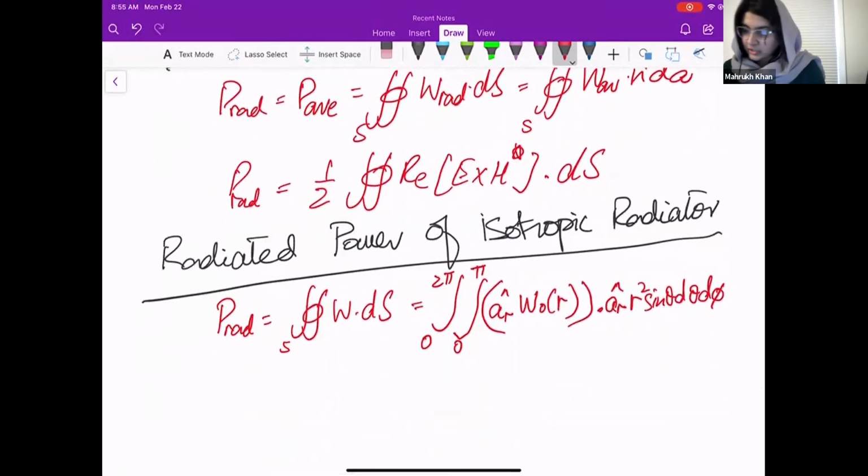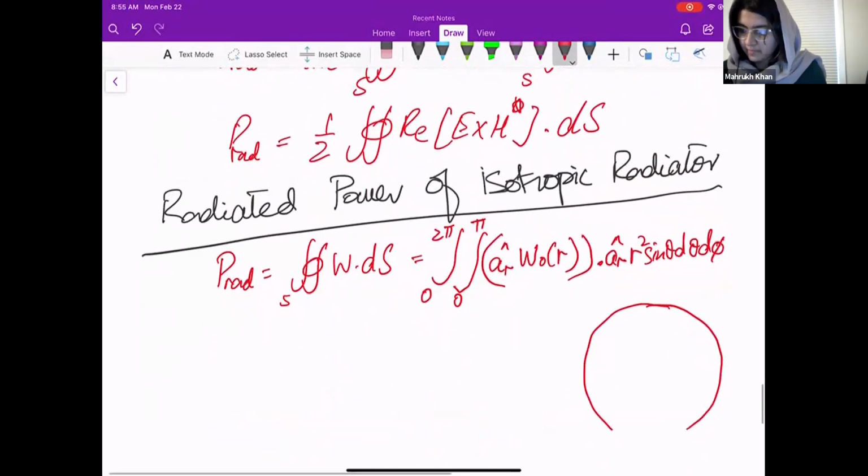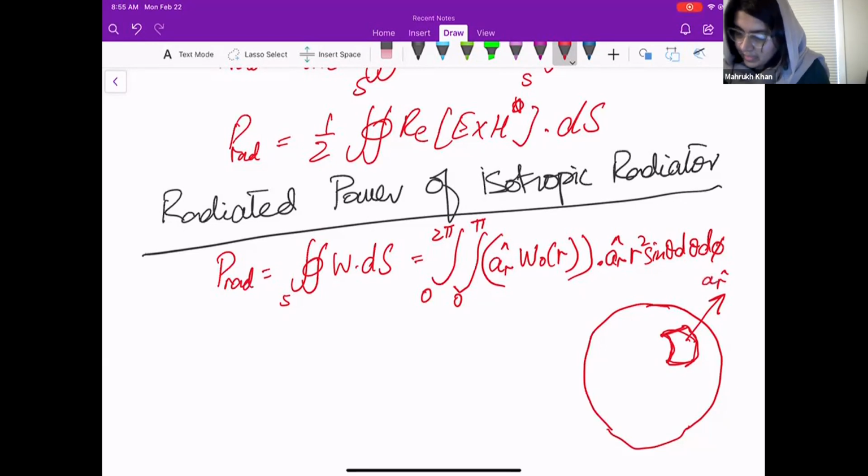What we are saying is that if this is my isotropic radiator, and this is a patch of a surface, like an area, pointing out in the direction of the a_r unit vector, and my power density is also pointing out in the same direction, then I will write it as a_r W_0(r) dot product of a_r r squared sine theta d phi.